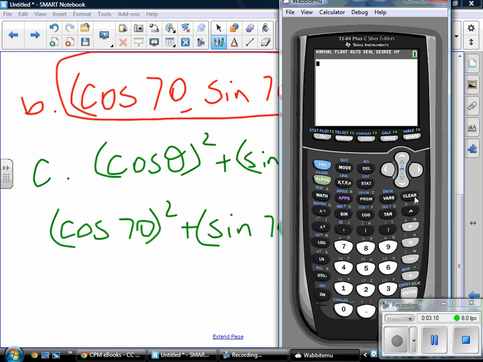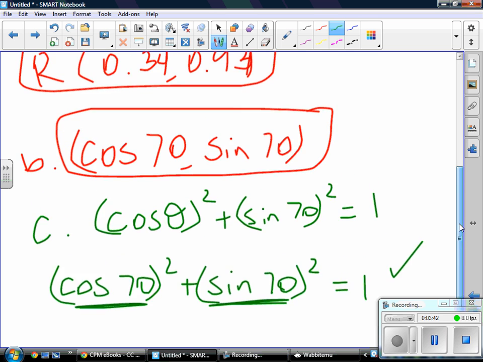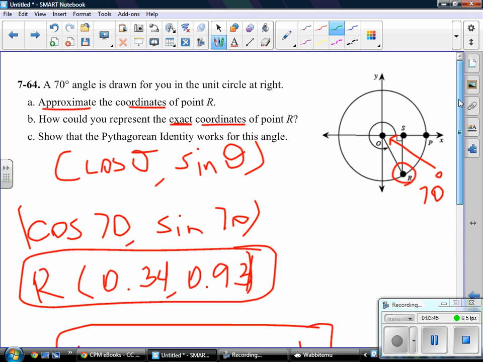So let's type in cosine of 70, and then we're going to square that, plus sine of 70 squared. And hopefully, if this is true, it will equal 1. There we go. So as long as we're using our exact coordinates of point R, so we're not using decimal approximations, then we know that that is a true statement. So we can use the Pythagorean identity to prove the coordinates are exact.